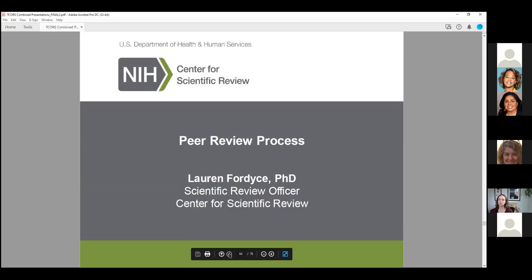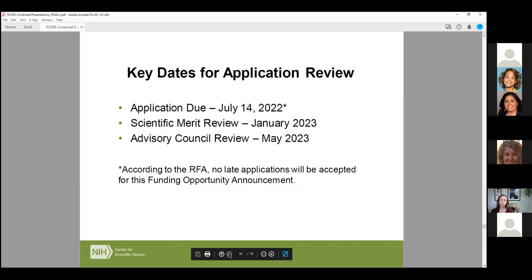You can go to the next slide. So, just the key dates for this application review, as has already been mentioned: the application due date is July 14th. They will be reviewed in January 2023, and then they will go to the institute or center where they're assigned for second stage review and advisory council review in May 2023. It's important to note that according to this RFA, no late applications will be accepted. Next slide.